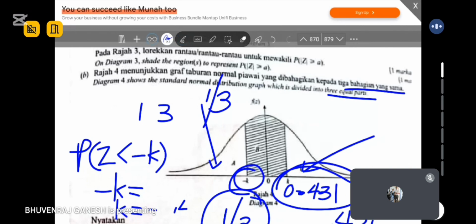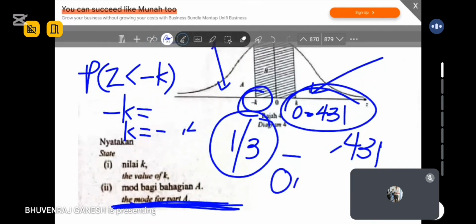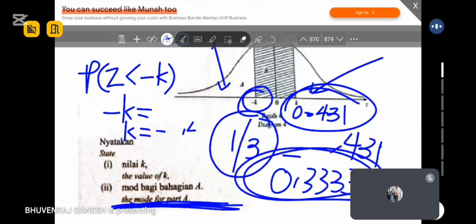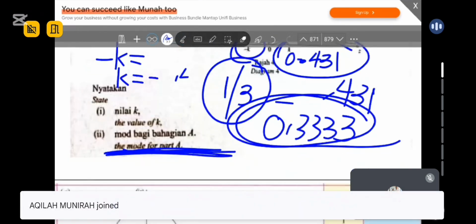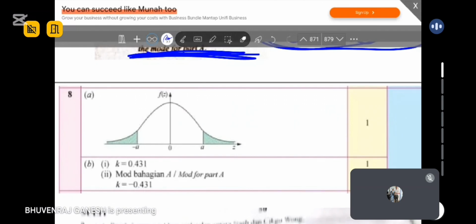Can you explain how you get K? Refer table only, guys. 0.3333. Refer your normal distribution table. You will get the value 0.431. That's all. Direct refer table only. So there's no working. Okay, any questions for question 8? We have done question 8 already. Okay, continue.